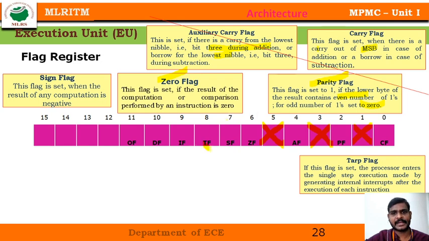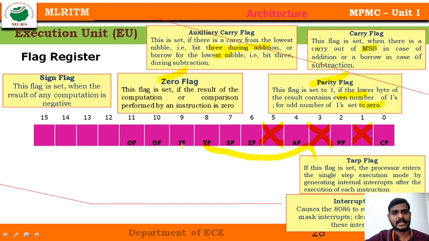Then bit 8 is called the trap flag. This flag is set when the entire process is to be executed in a single step. Whenever I have written a program and execute it, the entire program is executed and gives the result. But if I want to execute instruction by instruction, this flag needs to be set. So earlier I said that it is a conditional flag.